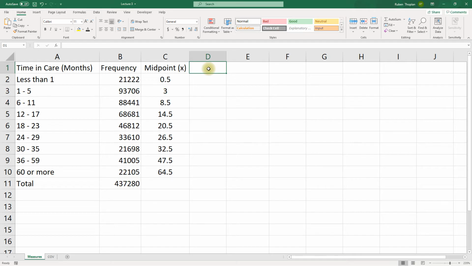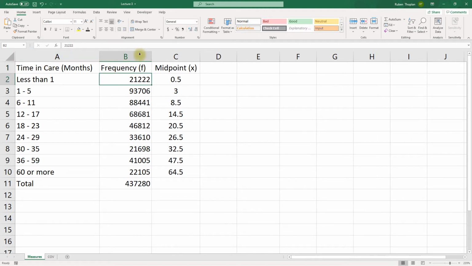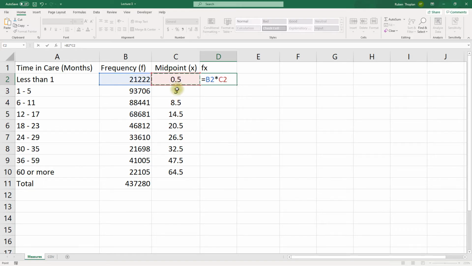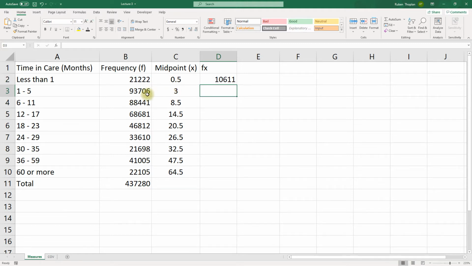So remember that the formula is the sum of f times x. First of all, you have your f here, and you have your x, which you have obtained. Then the formula says you need to add the f times x. In other words, you need to take f multiplied by x first. You have a column that we will refer to as fx. And this is equal to what? It's going to be 21,222 multiplied by x, which is 0.5. This is what we do. And we're going to do the same thing here: 93,706 multiplied by 3. We do the same thing everywhere. So we have a list of fx values.